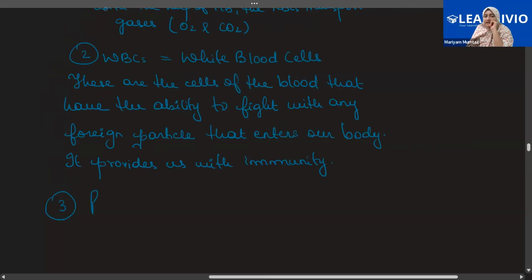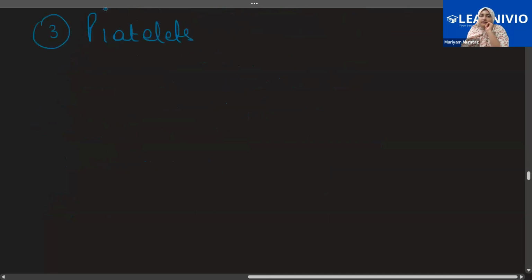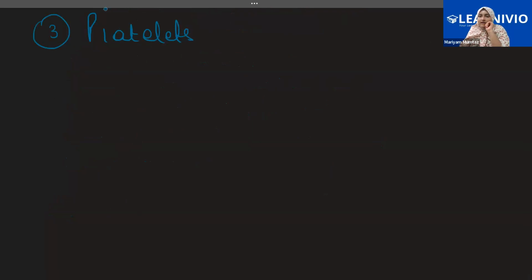Then comes platelets. Whenever we get hurt, if you fell down and got a scratch or a wound, your wound starts bleeding, right? But you might have noticed that after a while, depending upon the size of the wound, the bleeding stops. Why does it stop? Because the blood clots in that wound area, isn't it? And that happens because of platelets. So platelets are those cells in the blood that are responsible for the blood clotting mechanism to prevent excessive loss of blood. It does not let a lot of blood get lost.